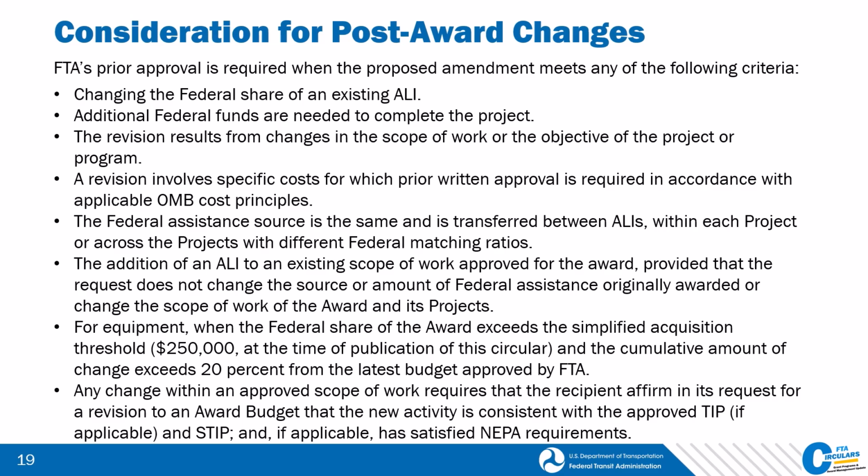For equipment, when the federal share of the award exceeds the simplified acquisition threshold, which is $250,000 at the time of publication of the circular, and the cumulative amount of change exceeds 20% from the latest budget approved by the FTA. Any change within an approved scope of work requires that the recipient affirm in its request for a revision to an award budget that the new activity is consistent with the approved TIP, if applicable, and STIP, and, if applicable, has satisfied NEPA requirements.